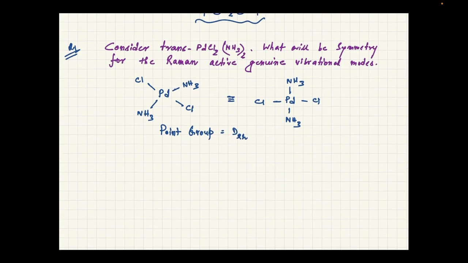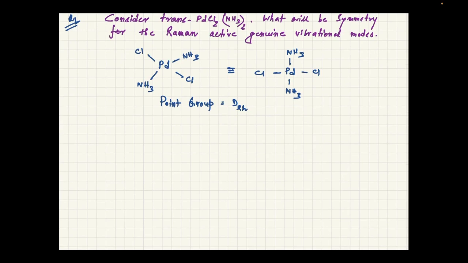Now we have to first get the character table corresponding to this D2h point group. Okay, then from this D2h point group we have to find out what types of irreducible representation will correspond to vibrational normal modes, like vibrational degrees of freedom, etc. Okay, so basically let me write down the D2h character table first.